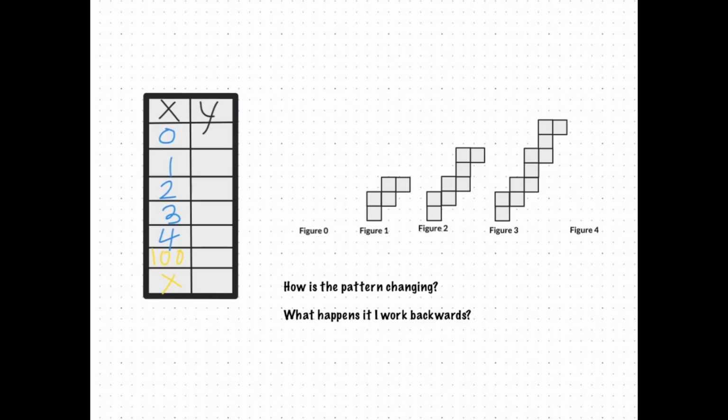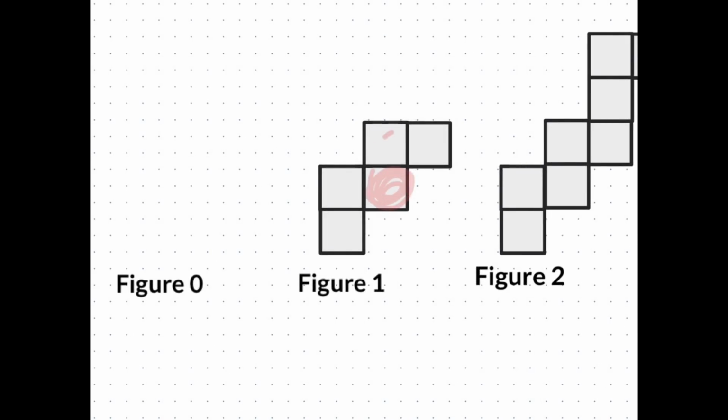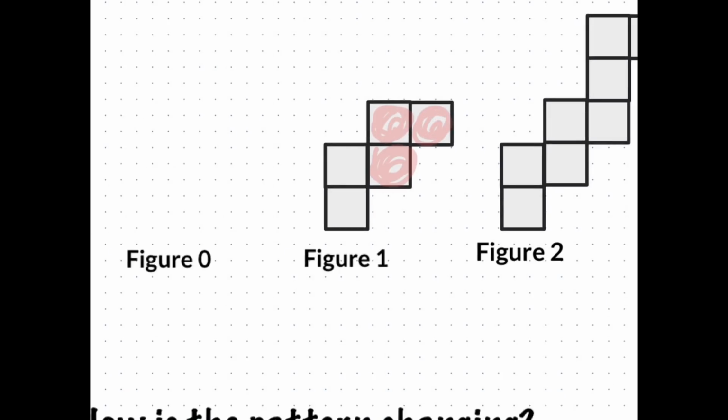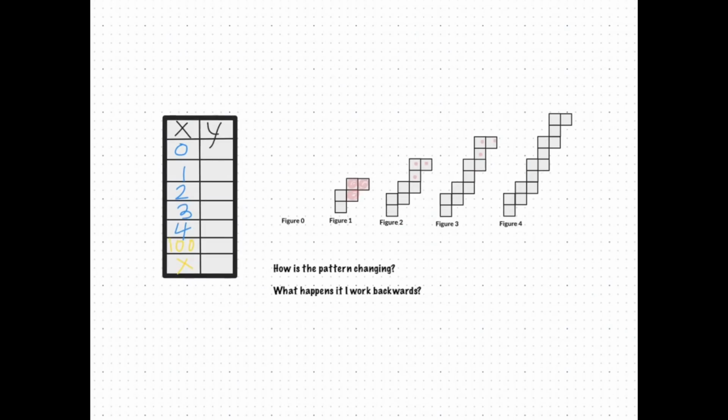All right, so we are going to think about two questions. How is the pattern changing, and what happens if I work backwards? So let's focus on how the pattern is changing first. If we figure out how the pattern is changing, we can figure out figure 4. So what is changing each time? If we look, each time we're adding 3 more tiles. So to get figure 4, we're going to take figure 3 and add 3 more tiles to it. So now I have figure 4.